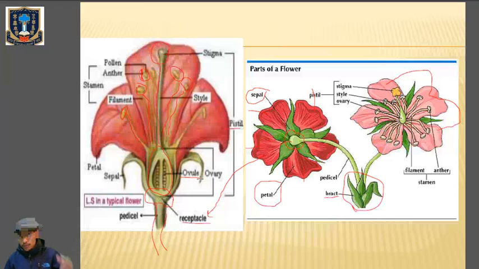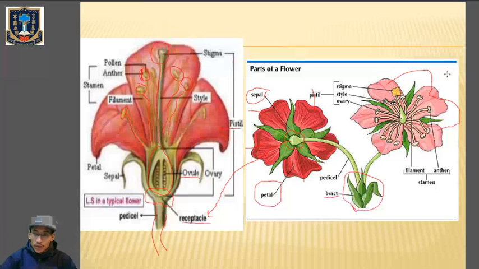Whenever the pollen grain reaches the stigma and germinates, the pollen tube will emerge, run through the style, and enter inside the ovary, and within the ovary we will find the ovules. So ovules form the seeds after fertilization, and the ovary becomes the fruit. That is called post-fertilization changes. After fertilization, the ovule will develop into seed, and the ovary will develop into the fruit. This is the post-fertilization change in a flower.